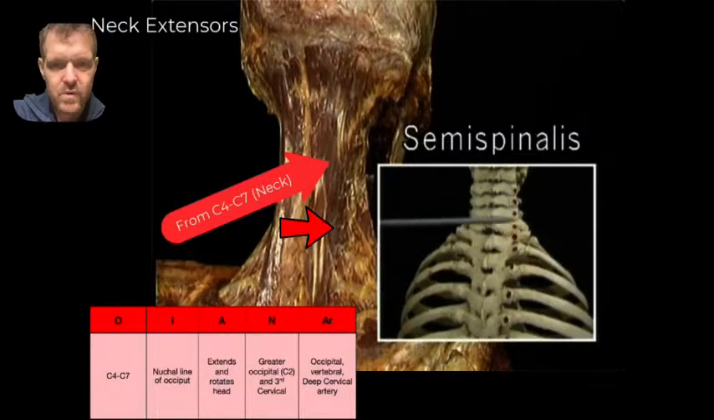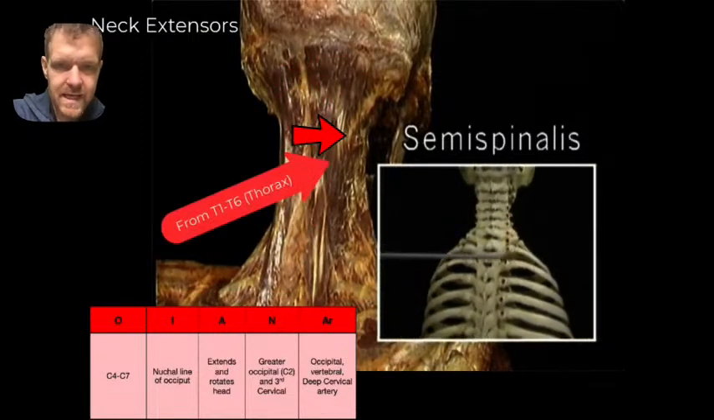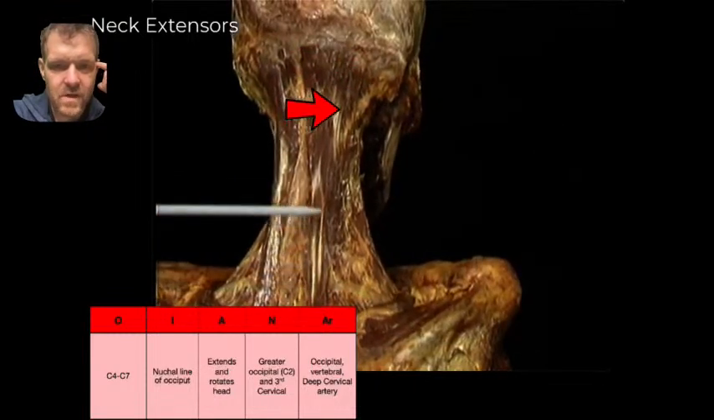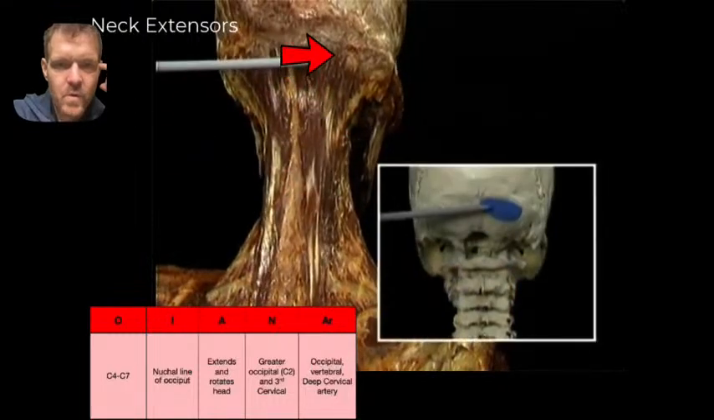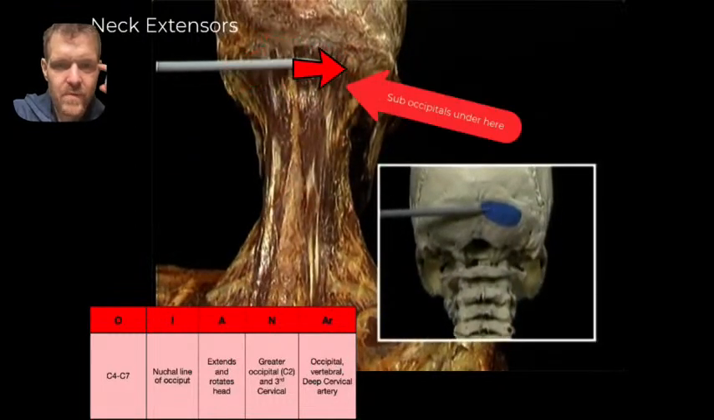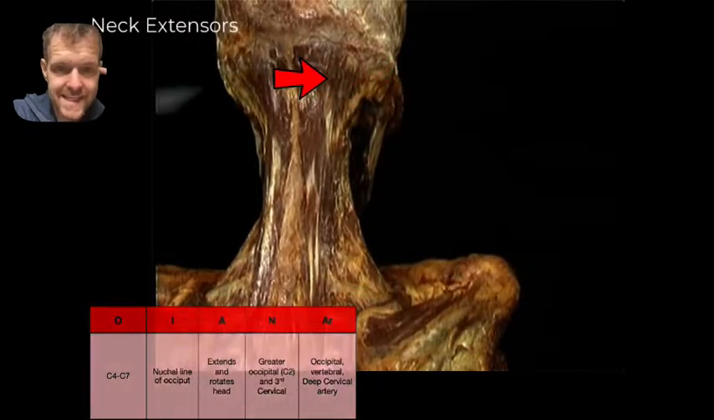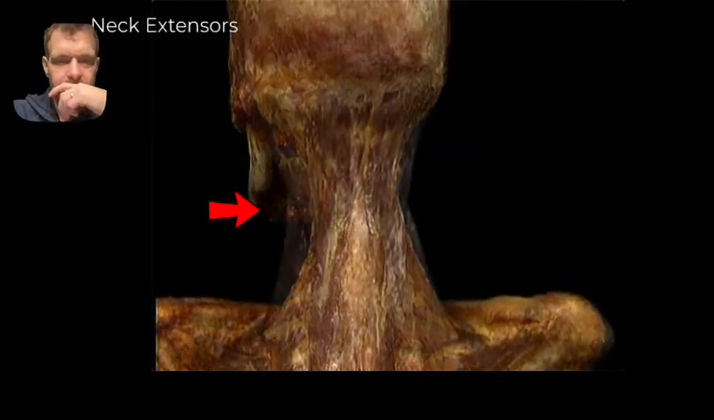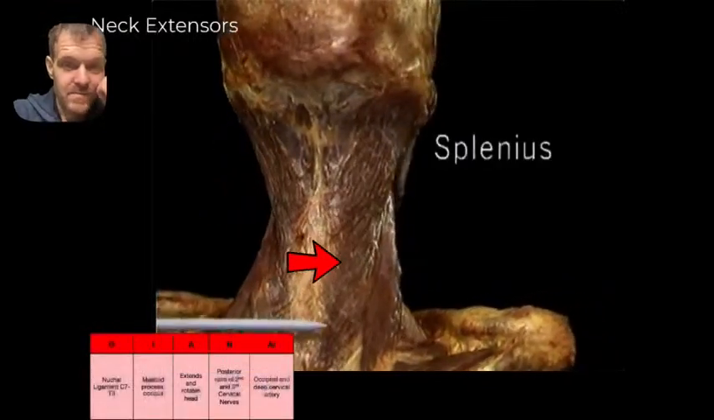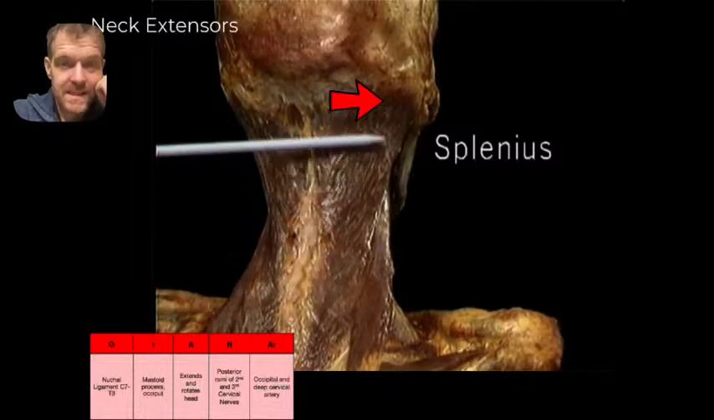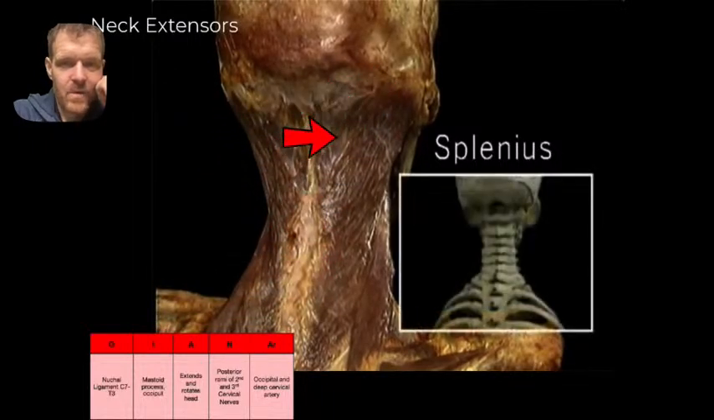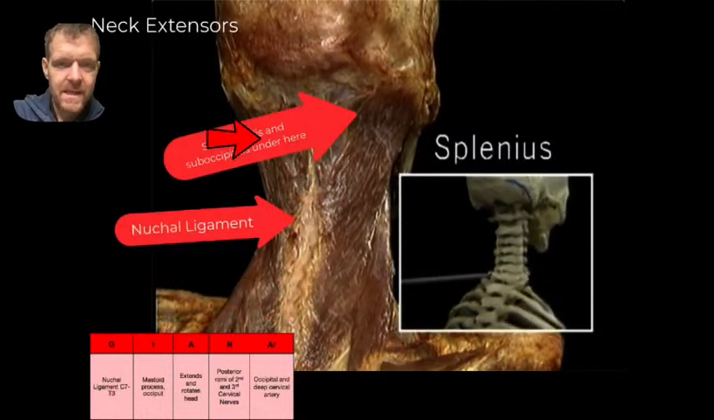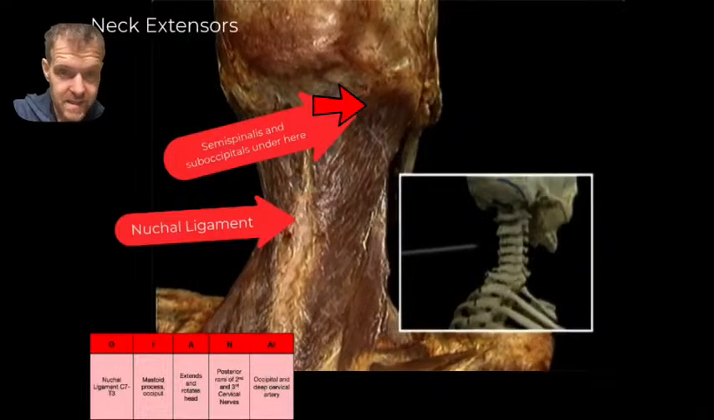Really big, broad muscle. Look at all that tissue that's there. It just kind of splays out and then attaches onto the base of the skull, all the way up here. So it's got quite a broad attachment on that nuchal line, and the suboccipitals are underneath there. Look at that one. This one's meaty. So splenius. Okay, that one is then on top of your semispinalis. Semispinalis and suboccipitals are underneath there.